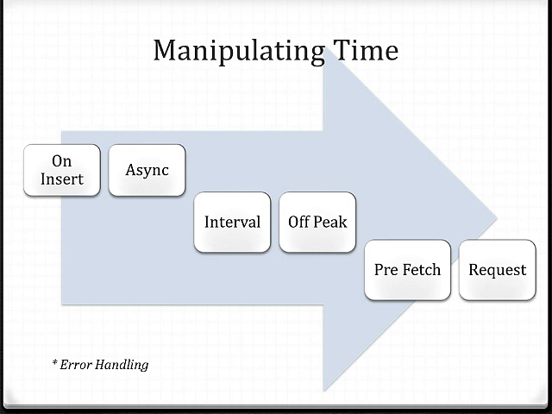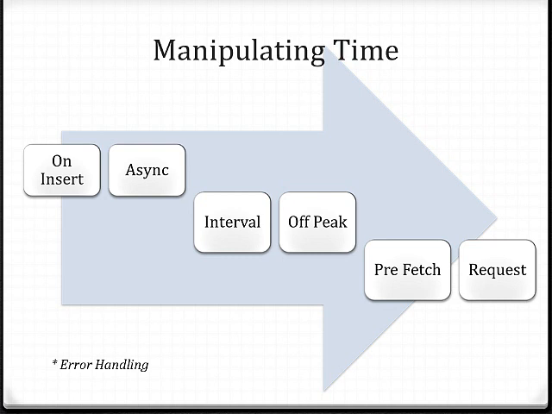The caches that you update for intervals, so like once an hour. Caches that you update off-peak, like once a day at 3 a.m. Prefetch, basically, like a typical, if you get a search result, you do the first page. While the user is looking at the first page, you're prefetching page 2, 3, and 4 already. And then, obviously, on request.